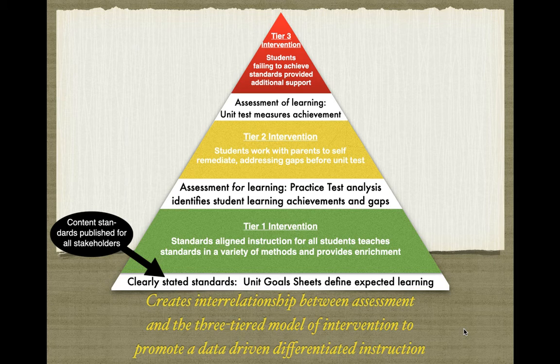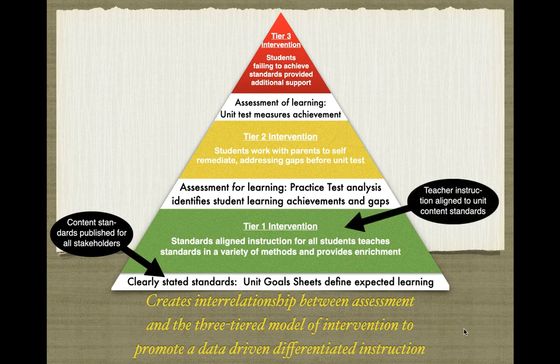A typical unit in the social science department begins with the teacher distributing the unit goal sheet. This is a statement of the learning goals for the students. So before any teaching goes on in the unit, the students and all stakeholders can clearly see what they're expected to learn.